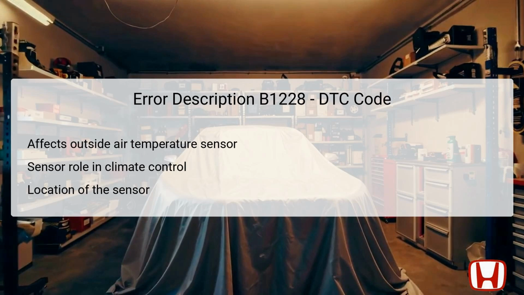If the sensor encounters a short circuit, it could lead to incorrect temperature reporting, causing the climate control system to either overcool or undercool the vehicle cabin. This malfunction can undermine passenger comfort and also put unnecessary strain on HVAC components. Therefore, recognizing the implications of this DTC B1228 is essential for appropriate repairs to restore functionality.